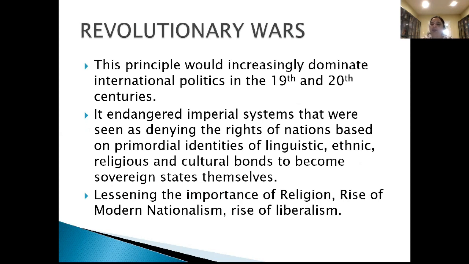It also endangered the imperial systems, those who thought that kings had a divine right to rule. And the idea of identity based especially on primordial identities like language, religion, ethnicity, culture, and also sovereign states could be formed from these identities. Then you see religion takes a background, and the rise of modern nationalism and rise of liberalism also starts in this period.